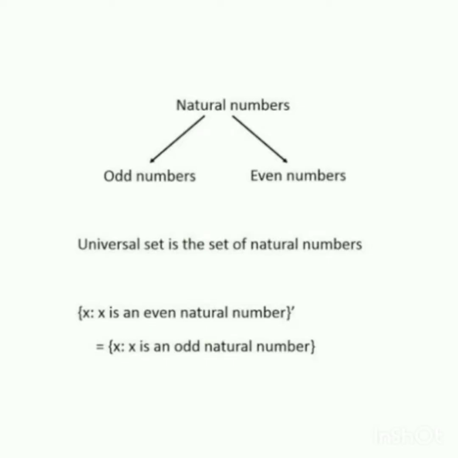Now students, natural numbers consist of two sets, the odd number set and the even number set. In the odd number set, as we know, the elements are 1, 3, 5, 7 and so on, and the even number set contains the elements 2, 4, 6, 8 and so on. We can see that in both of these sets the elements are subsets of natural numbers.